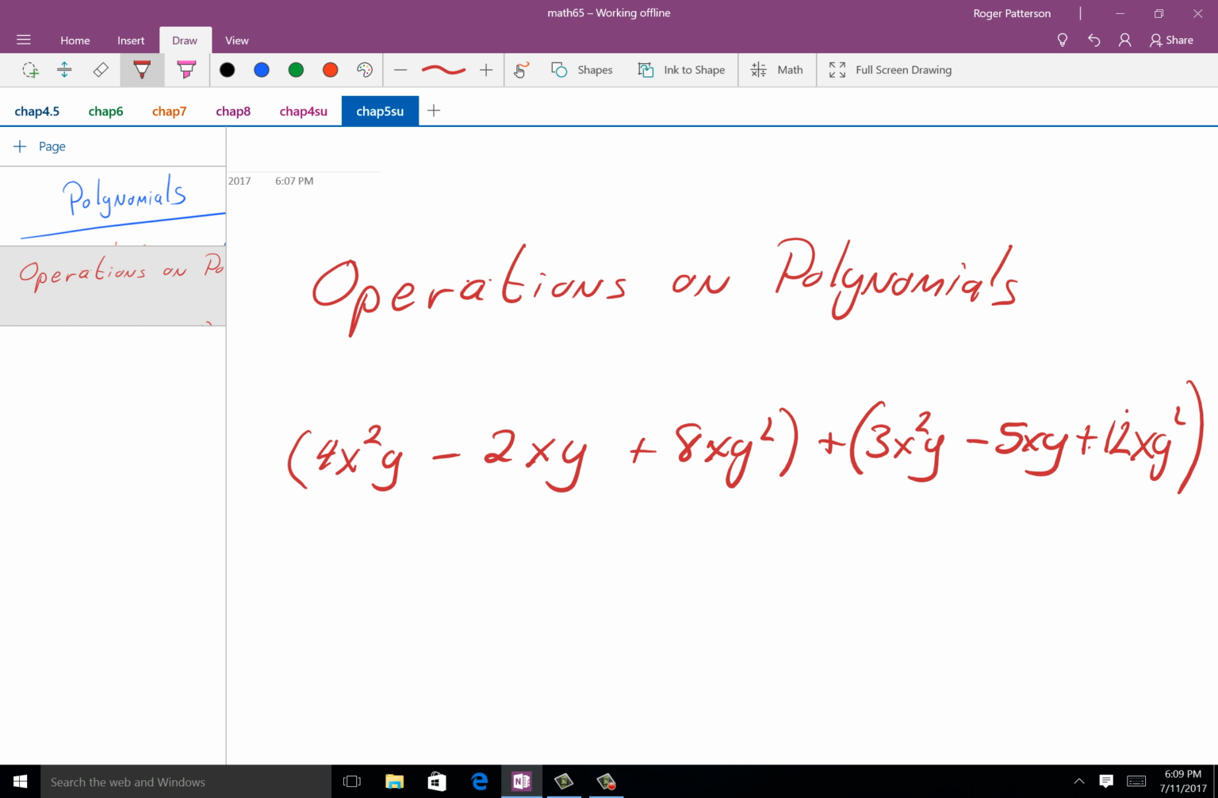All right, so all we're going to do is combine like terms again. But we just got to look at the powers to figure out which ones are like. So for example here we have a 4x squared y and a 3x squared y. Those are like because they have the same exponent and the same power on the variable, so they're alike. So we'll combine those, and it's a plus, so we're just going to add them.